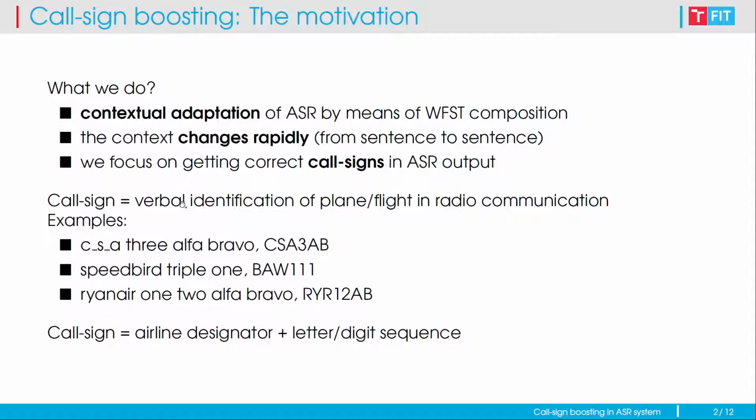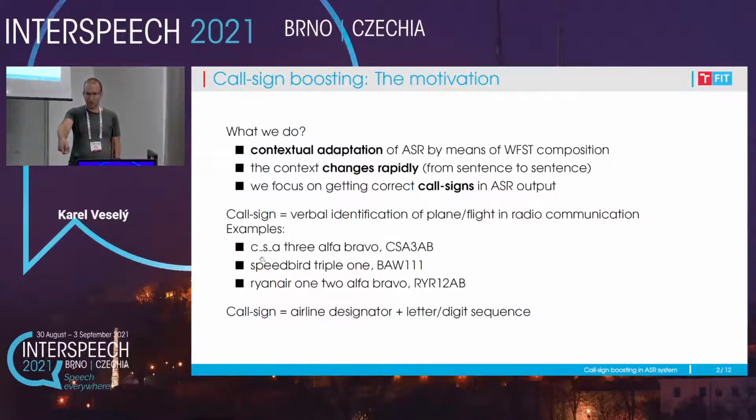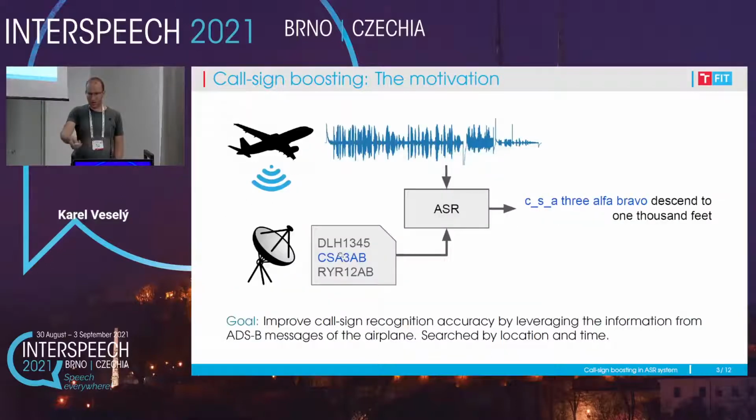We have three examples of call signs. There is both the verbalized form and the concentrated form, which is used in the radar system. Basically there is some airline designator that's typically one or more words plus some sequence of digits and letters.